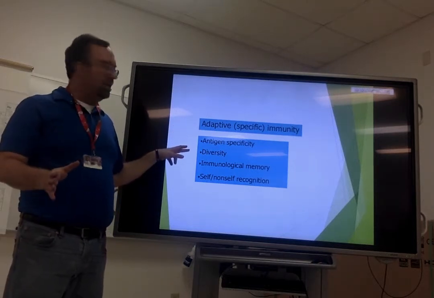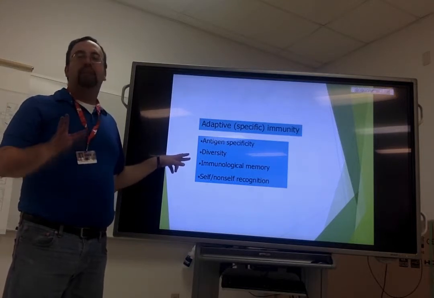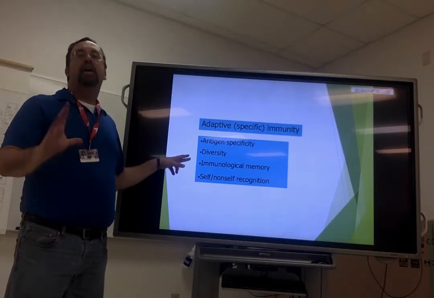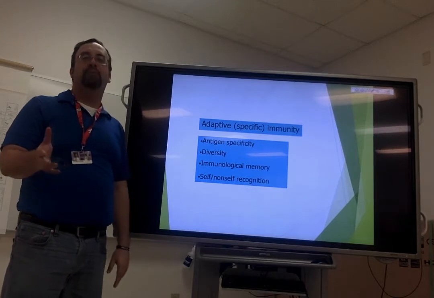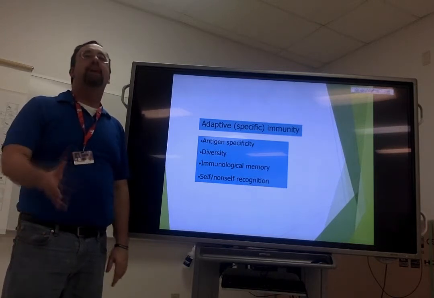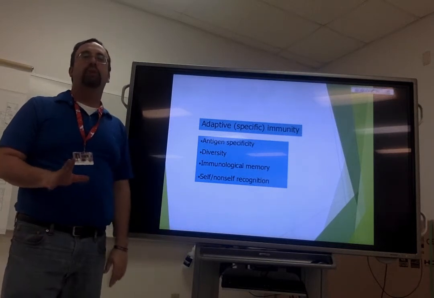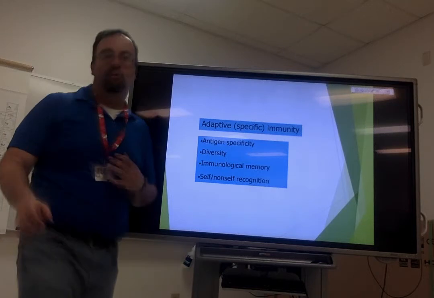We have diversity and immunological memory, so that your body does not have to keep constantly making new antibodies. It will remember past infections, and in case something similar comes up, it would be able to fight it off quickly. We also have to talk a little bit about the difference between the body itself and a foreign invader.